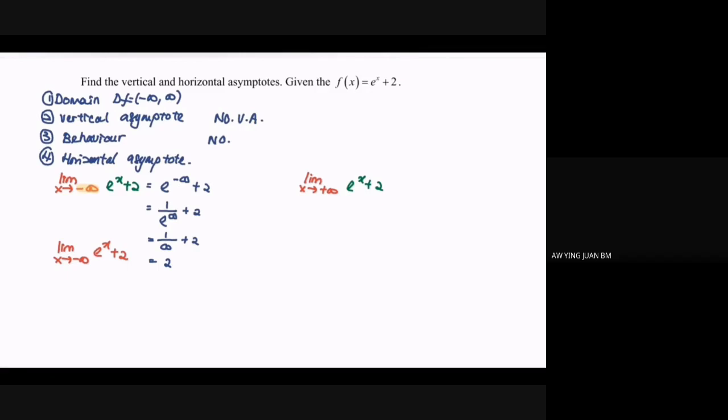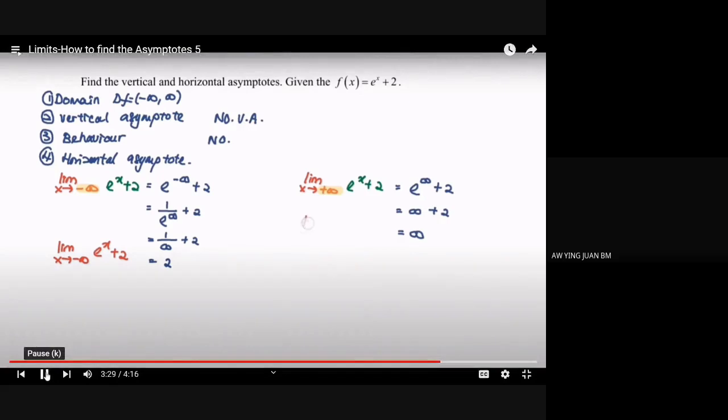So if we substitute the value positive infinity into the function, we will have e to the power of positive infinity plus with 2. A positive infinity plus with 2. So we obtain positive infinity. As a conclusion, limit when x approaching positive infinity for the function e to the power of x plus 2, the situation is positive infinity. So the function increases without limit when x approaches positive infinity. So at the end, what is the horizontal asymptote? So the horizontal asymptote for this case is y equals to 2 as x approaching negative infinity.